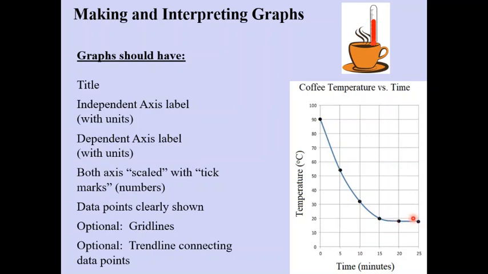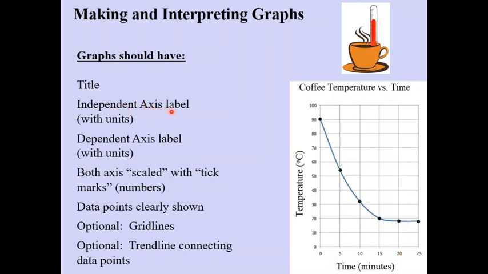So this graph has a lot of the characteristics of a well-made graph. So let's just look at these real quickly. A good graph should have a title. The title is a description of what this graph shows. This graph is showing us the coffee temperature versus time. So the coffee temperature is this axis here as a function of the time down here.